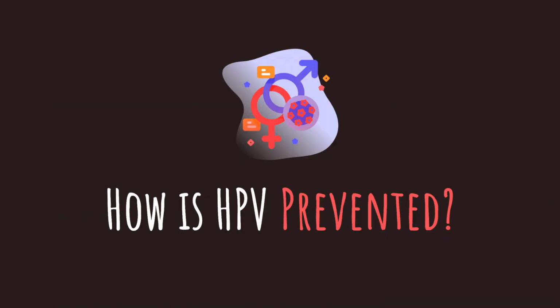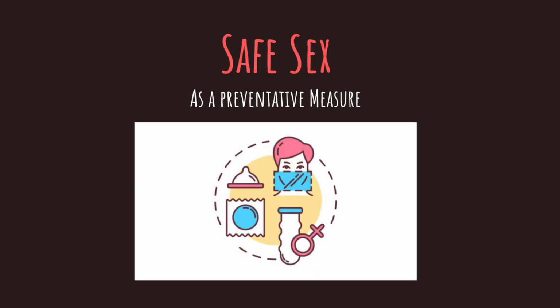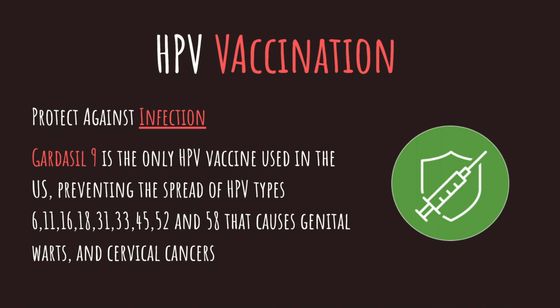How is HPV prevented? HPV is prevented through the practice of safe sex as a preventative measure. HPV vaccine is the most effective method of infection prevention. While there are multiple HPV vaccinations available, Gardasil 9 is the only vaccine used in the United States since 2017 due to its range of HPV coverage. While it does prevent the development of genital warts, its primary purpose is to prevent the development of cancers as a result of the contraction of the HPV virus.